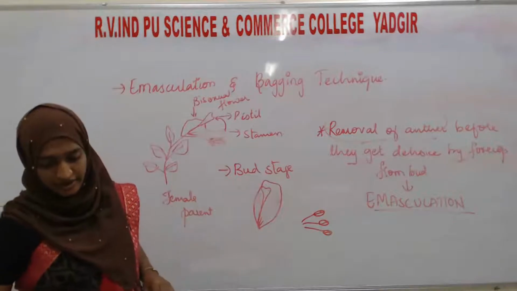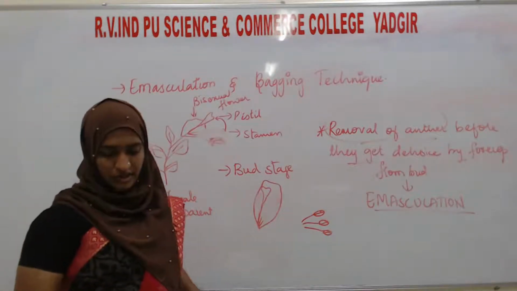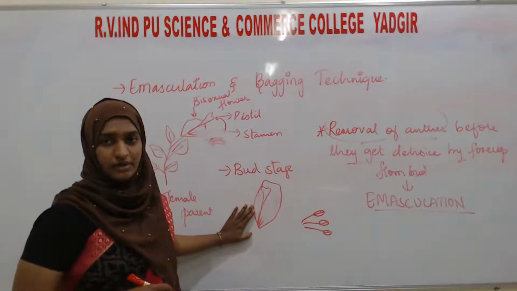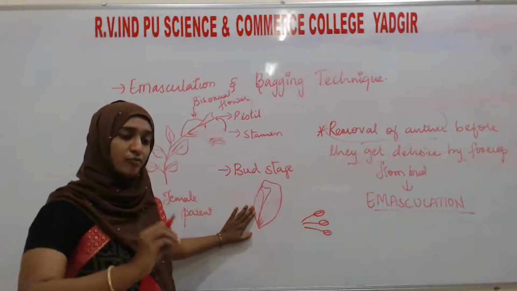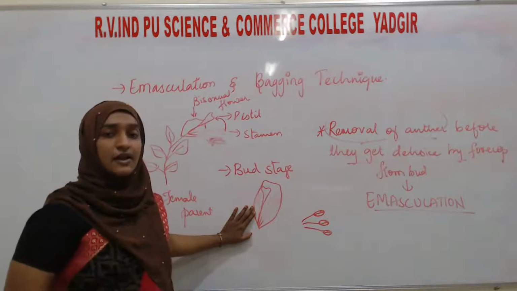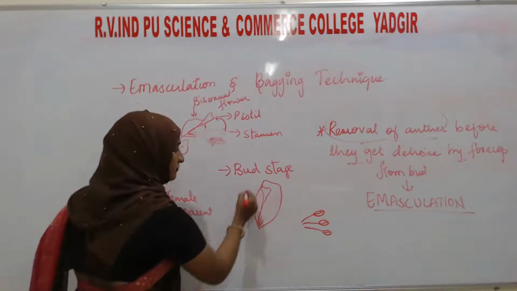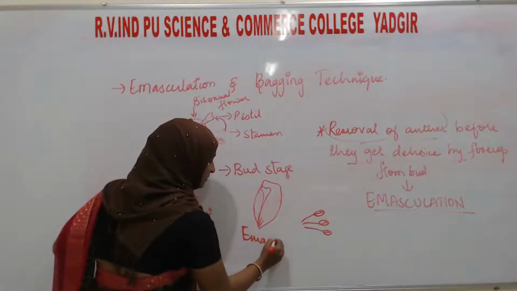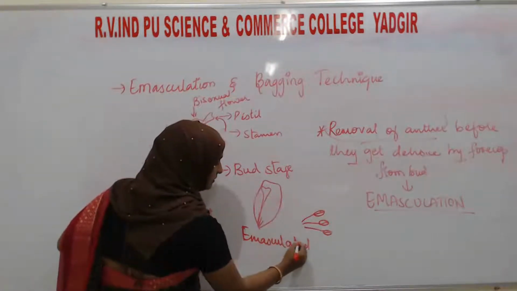Okay, the next step: this is the emasculated flower. Emasculated means the anthers have been removed. Now this flower we can call the emasculated flower.